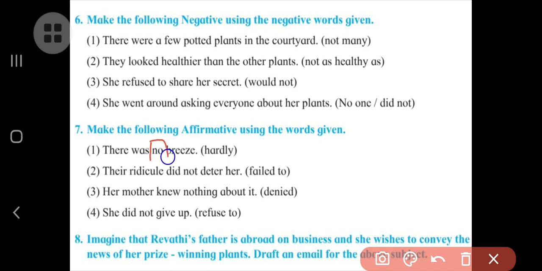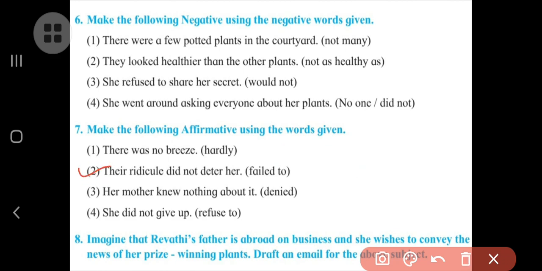Instead of no, we have to use the word given in the bracket, that is hardly. So how? There was no breeze means there was hardly any breeze. You can write there was hardly any breeze, or hardly any breeze was there, understand? It means no breeze.